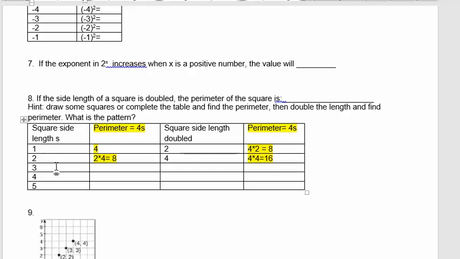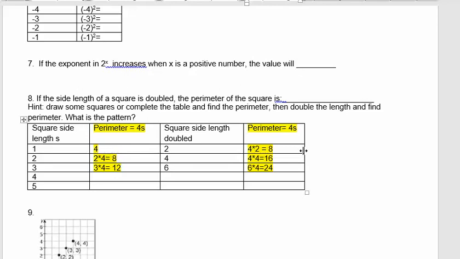Okay, let's do another one. Side length is 3. So the perimeter would be 3 times 4, which is 12. So I have 12 for my first perimeter. Then if you double 3, you get 6. And then the perimeter of that would be 6 times 4, which is 24. So I went from 12 to 24. So you might have enough now to make your conjecture.